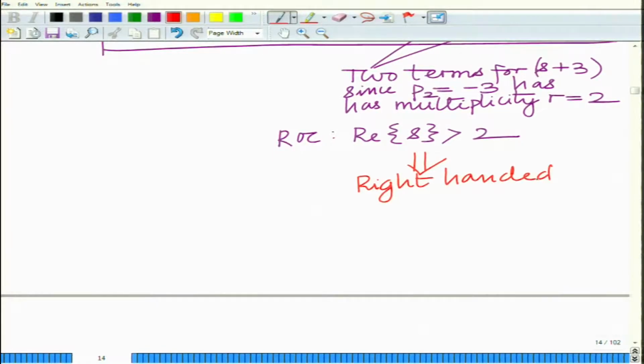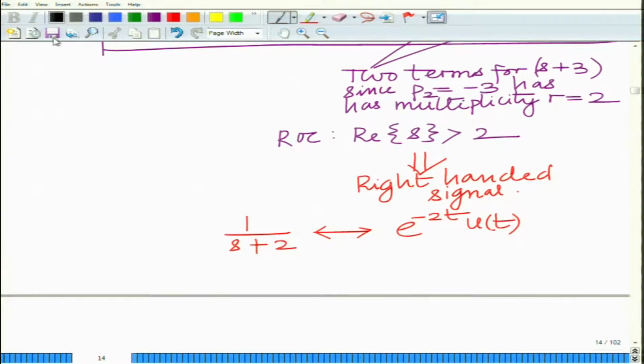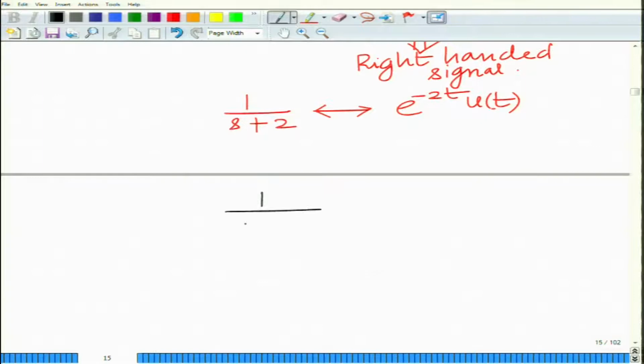So, x(t) is basically a right handed signal. Okay. Now, 1 over s + 2, the inverse Laplace transform for a right handed signal is e raised to minus 2t u(t), okay. So, we have the real part of s greater than minus 2, therefore, x(t) will be a right handed signal, alright. Similarly, 1 over s + 3 will have the inverse Laplace transform e raised to minus 3t u(t).